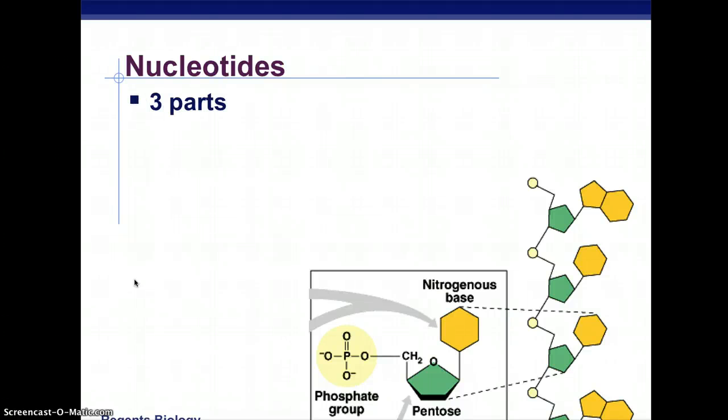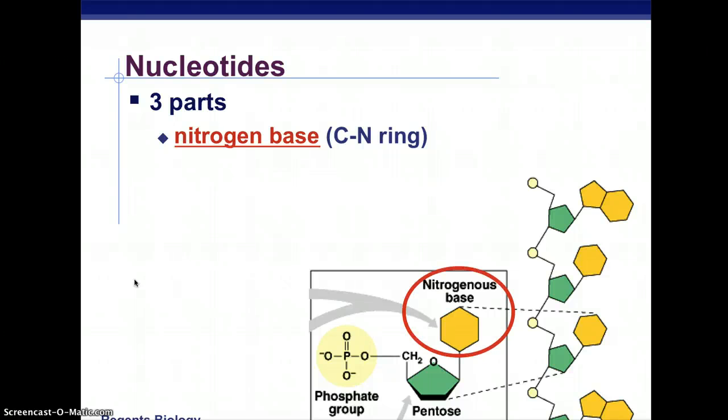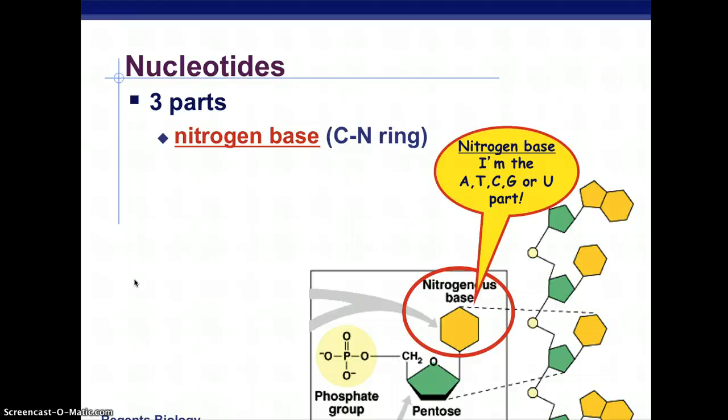Nucleotides actually consist of 3 parts. There's the nitrogen base or nitrogenous base, which just means it's a ring structure that contains the element nitrogen right there. And this is interchangeable. There are lots of different nitrogen bases that make up DNA and RNA, specifically 5, and we abbreviate them with letters A, T, C, and G, or if we're talking about RNA, U.